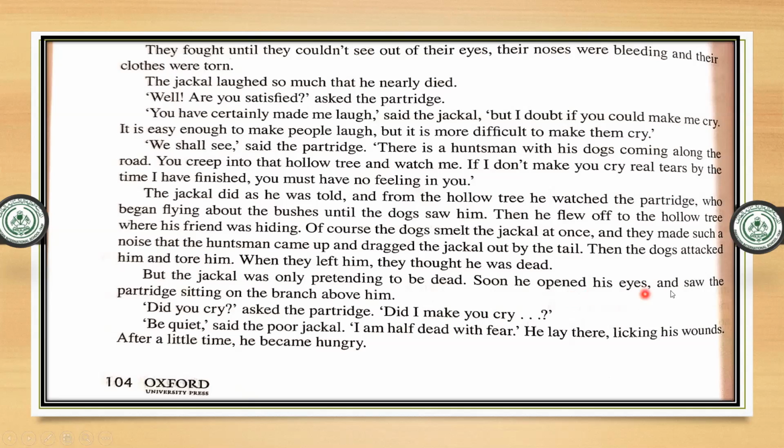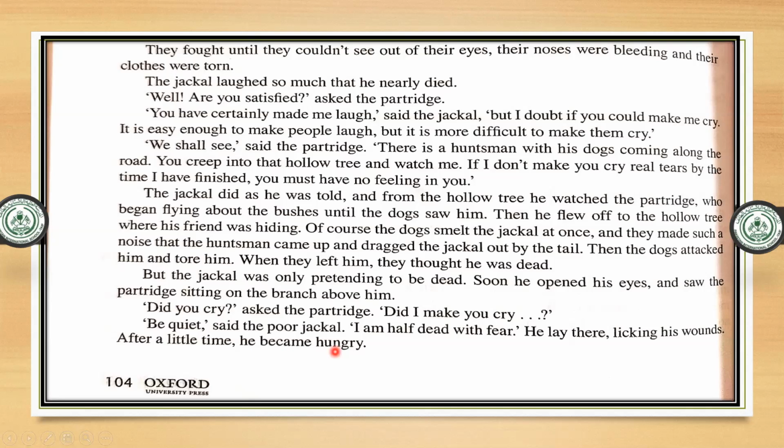Soon he opened his eyes and saw the partridge sitting on the branch above him. "Did you cry?" asked the bird. "Did I make you cry?" "Be quiet," said the poor jackal. "I am half dead with fear." He lay there licking his wounds. After a little time, he became angry.